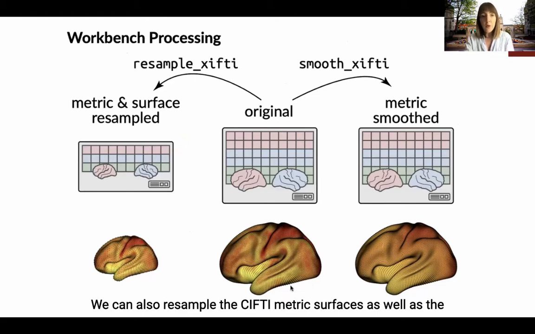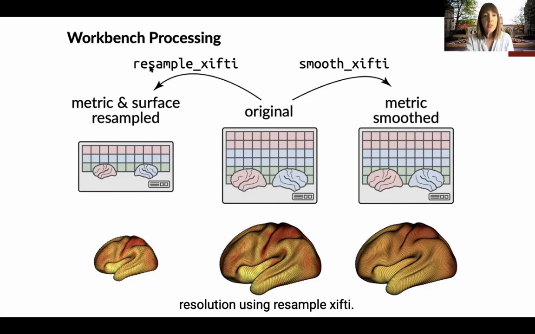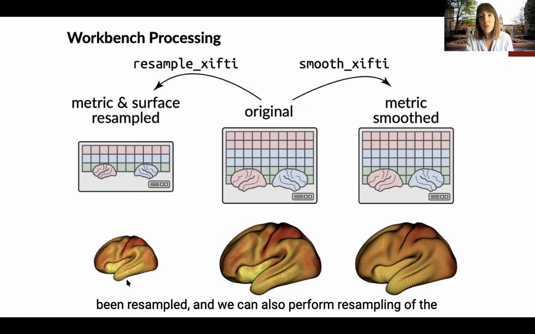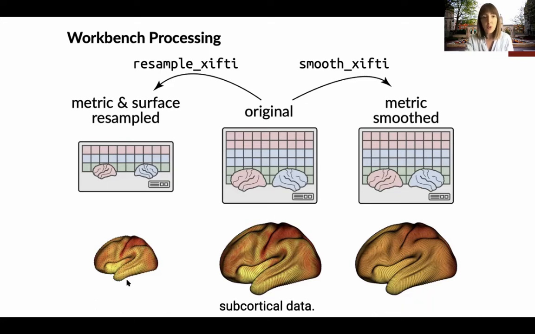We can also resample the CIFTI metric surfaces as well as the surface geometries to a lower or a higher resolution using resample CIFTI. You see here an illustration that the data has been resampled to a lower resolution, and so we have fewer vertices indicated here on the surface. That surface geometry as well as the metric data have both been resampled. And we can also perform resampling of the subcortical data.